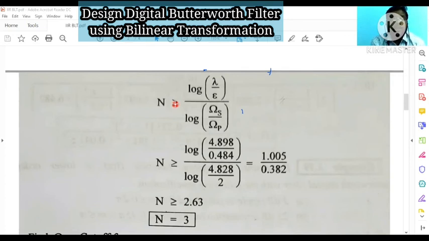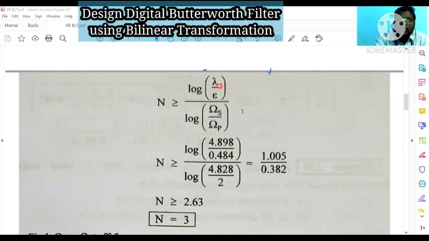But our procedure, the second step, is to round it off to the next higher integer. If you put exactly equal to, there is no possible way to round it off to the next higher integer. So there is a rule here, the sign is very important. So here you put greater than or equal to. N greater than or equal to logarithm of lambda by epsilon divided by logarithm of omega s by omega p. That is stop band ripple by pass band ripple divided by logarithm of stop band frequency by pass band frequency. Okay, this is the formula.